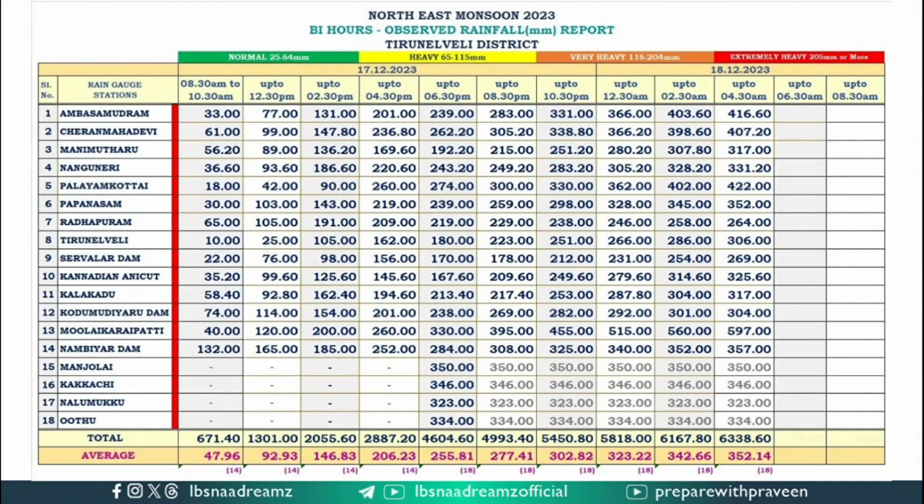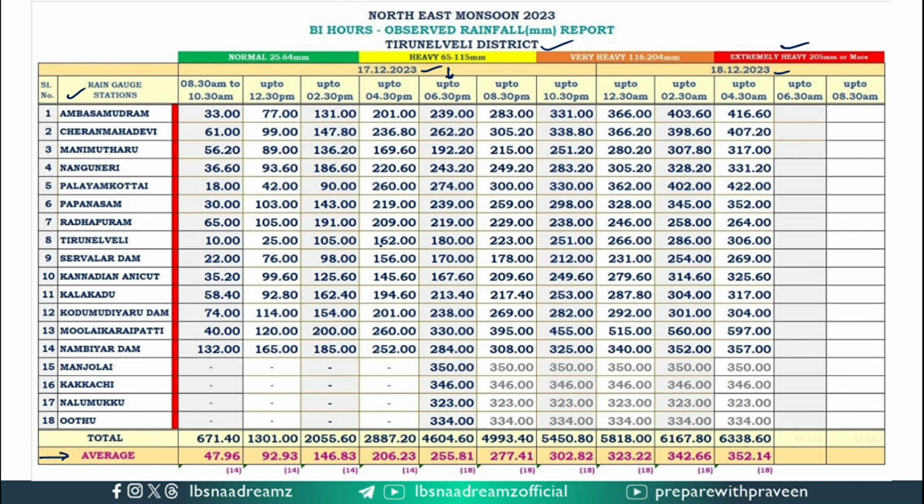Let us take this data as an example. On 17th and 18th December, we had extremely heavy rainfall in our district. So this data was released by our district administration. If you see this table, they have recorded the measurement of rainfall from different rain gauge stations. In the last row, they have calculated the average rainfall of different timings.